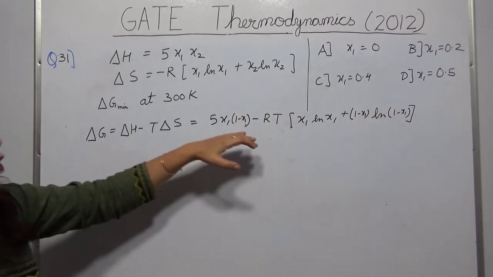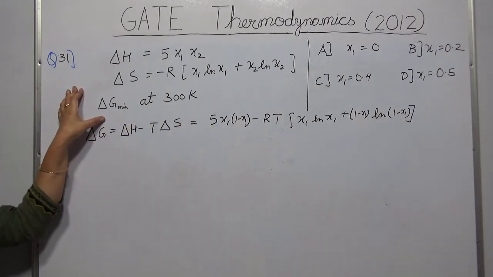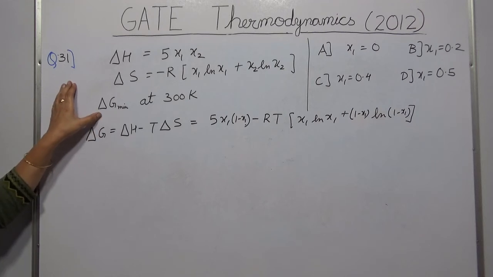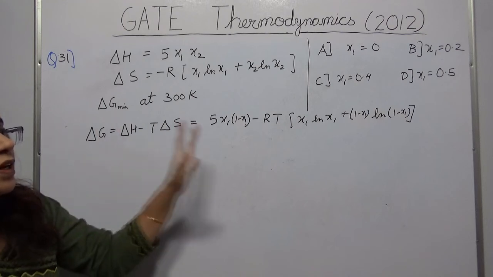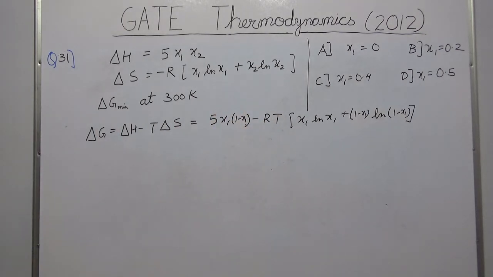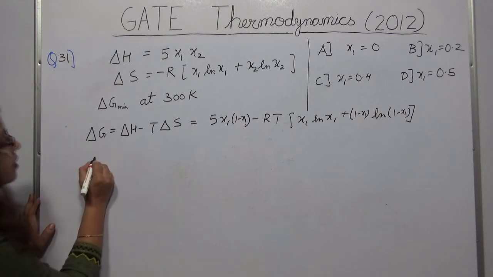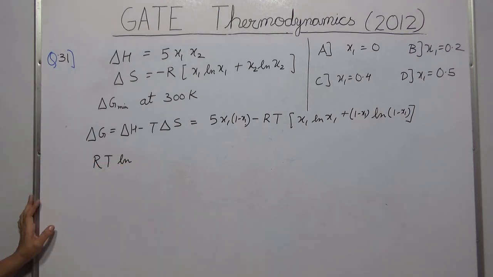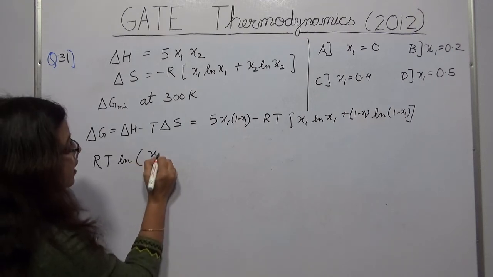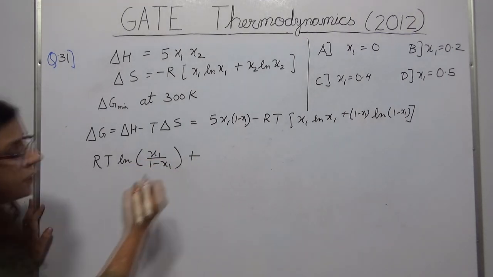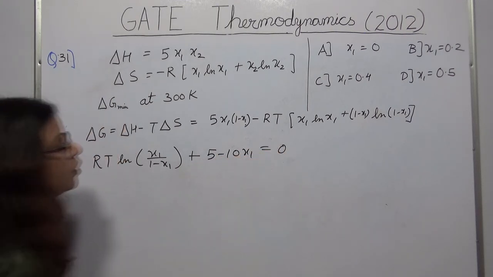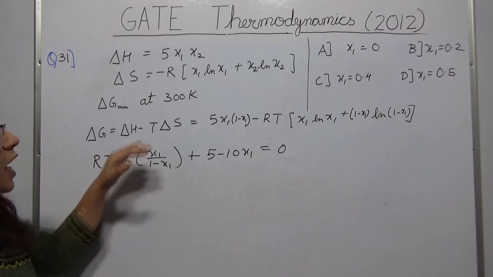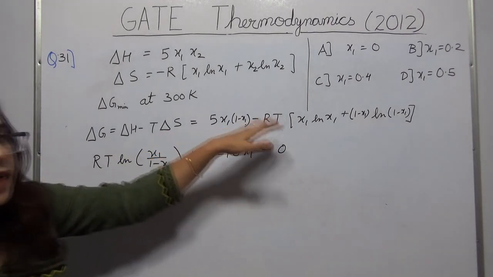Now if I have to find out at what x1 you will have a minimum value of Gibbs free energy change of mixing, I will take a differential of this with respect to x1 and then equate it to 0. If I do that and solve this equation, I directly get this relation. You can do it for yourself and see whether you reach this. So RT ln of x1 upon 1 minus x1 plus 5 minus 10 x1 is equal to 0. This is the equation which you get after differentiating this relation and equating it to 0.